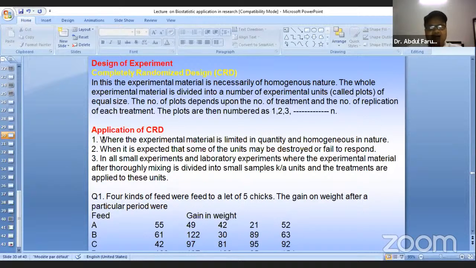द एप्लीकेशन उसके ये हैं कि where the experimental material is limited in quality, in quantity and the homogeneous nature, when it is expected that some of the units may be destroyed and fail to respond, and in some small experiments, the laboratory experiment where the experimental material after thoroughly mixing is divided into a small sample which is known as unit and the treatment are applied to these units. These are the applications of the CRD.